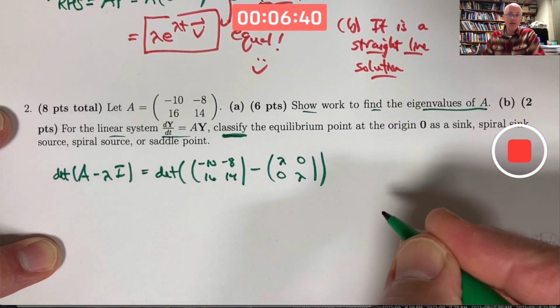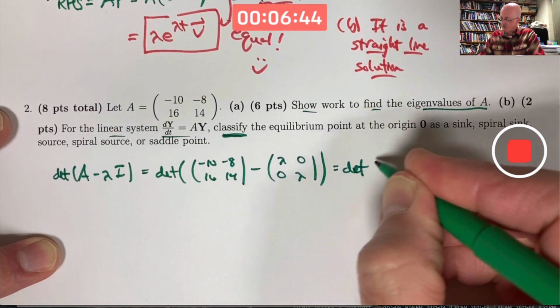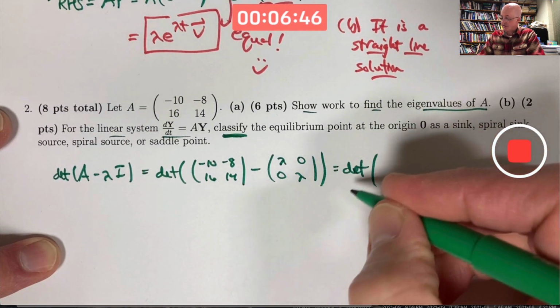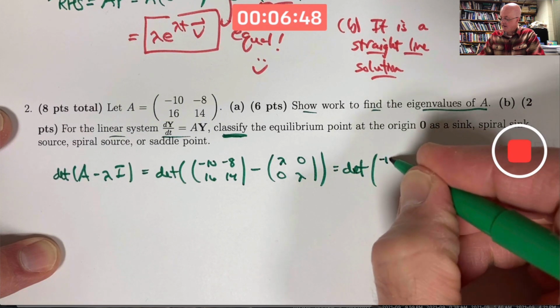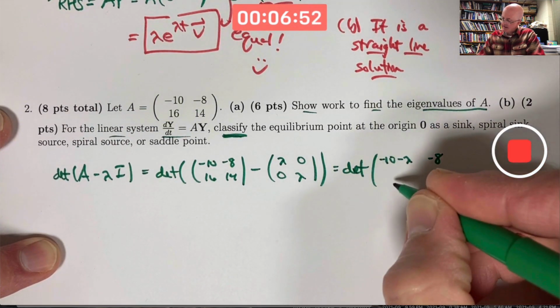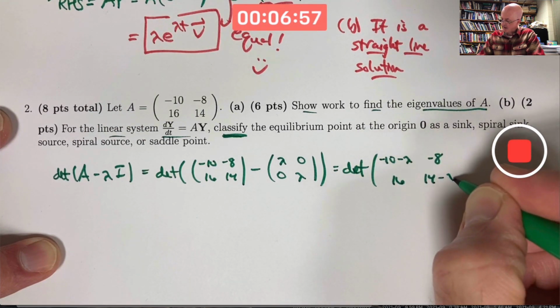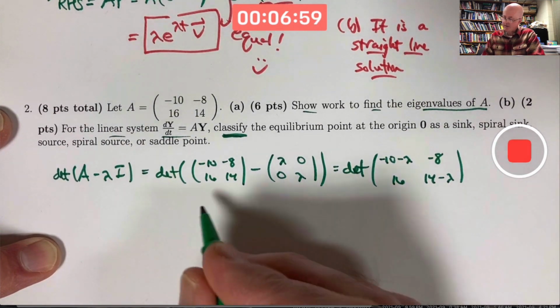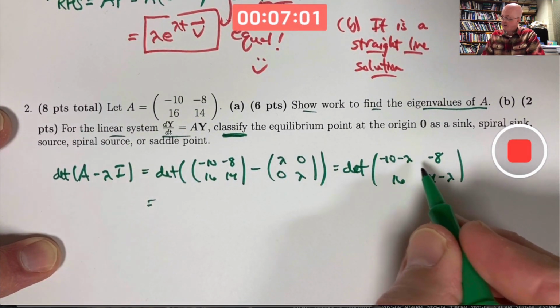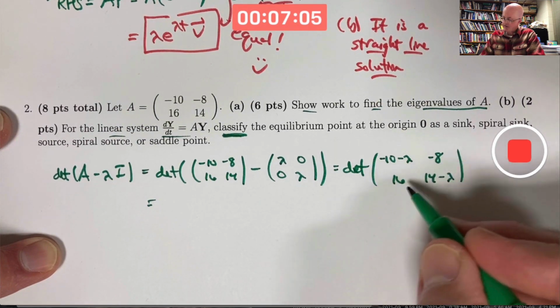If I multiply that by the scalar lambda, I get this matrix, lambda 0, 0, lambda. Now go ahead and subtract those matrices, entry by entry. That's how you do matrix subtraction. So you get ultimately the determinant of -10 minus lambda, -8. Down in the lower left, it's going to be a 16, and in the lower right, it's going to be a 14 minus lambda. Go ahead and now take that determinant. It's a 2 by 2, so it's pretty easy. Multiply these two quantities and subtract the product of these two.